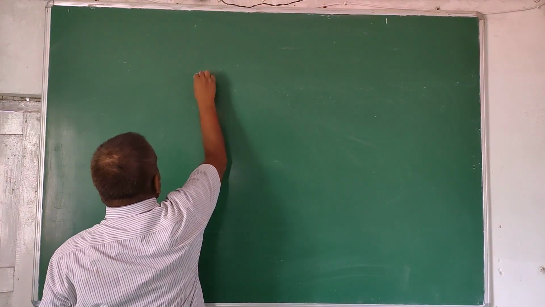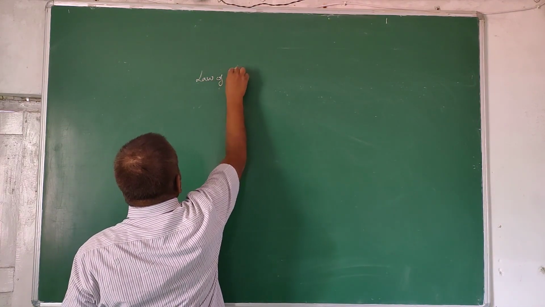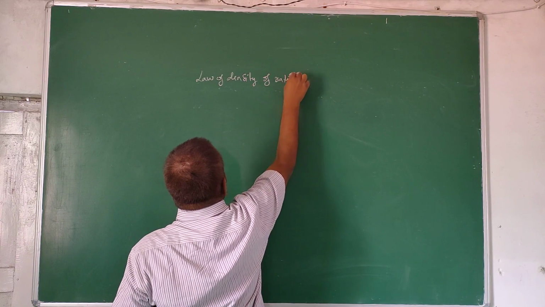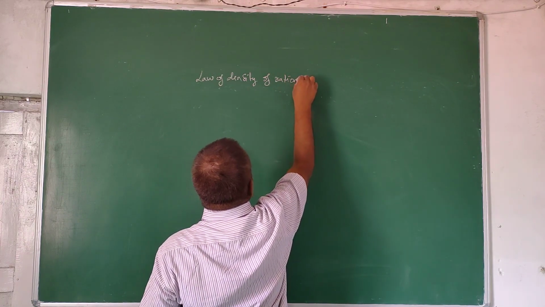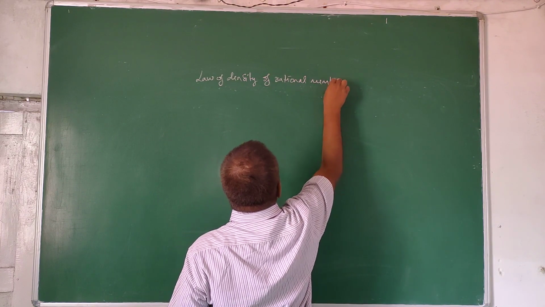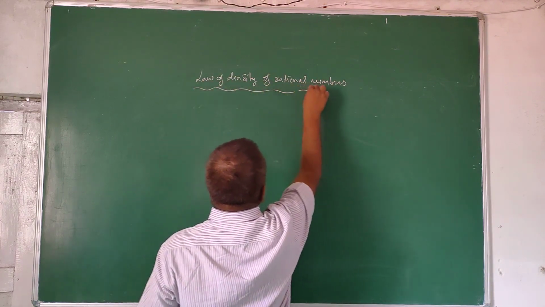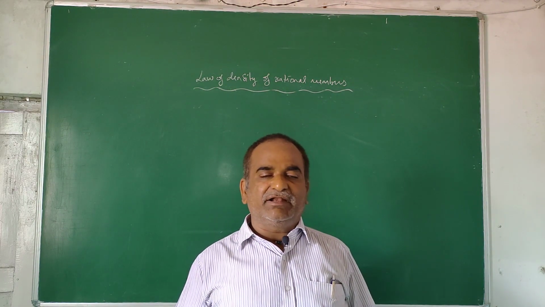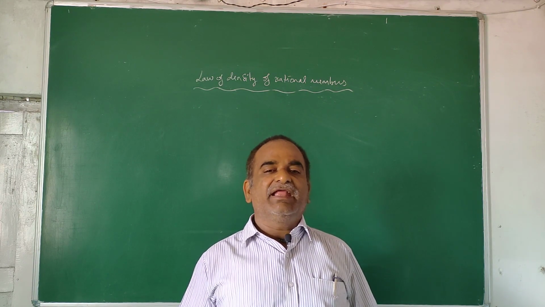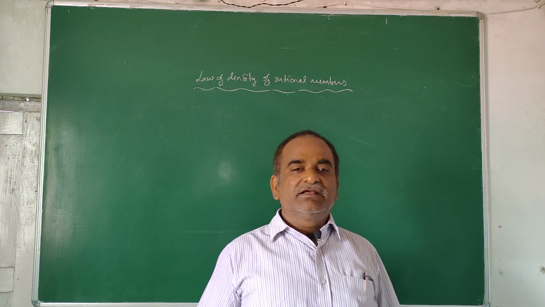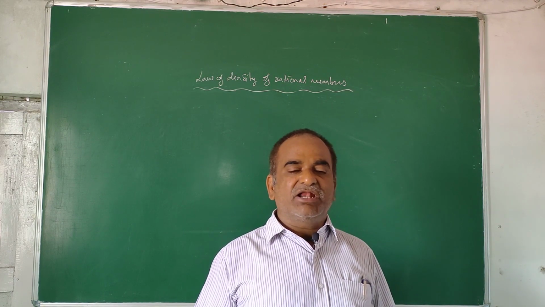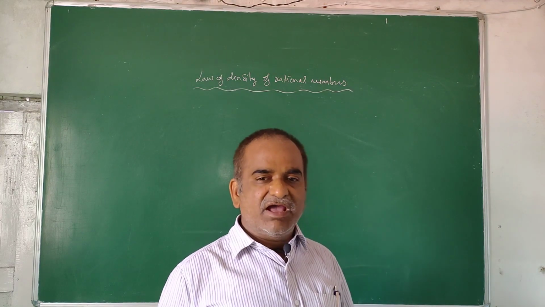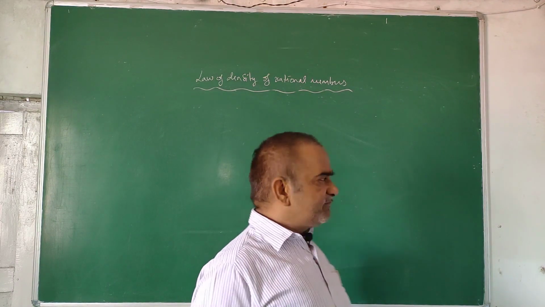So now we have the law of density of rational numbers. It is most important, I will read it out. Between any two rational numbers there exist infinite rational numbers. Understood? So this is called the law of density.